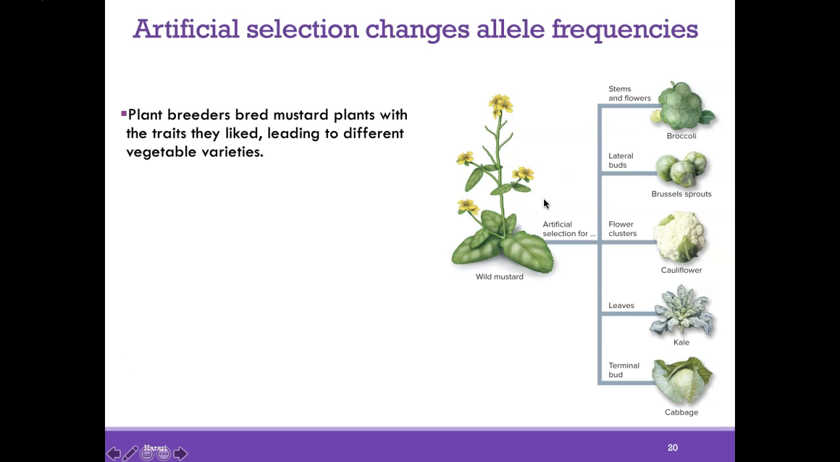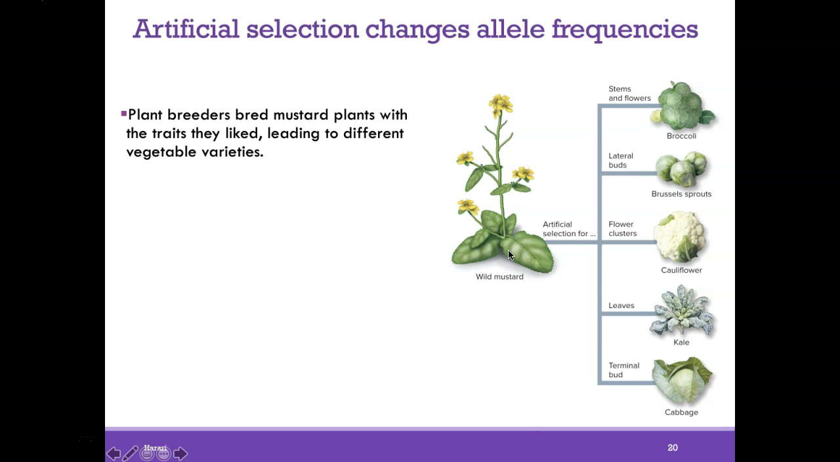So this wild mustard plant had very big stems and flowers. So they kept on taking the ones with the biggest stems and flowers and planting them. And then found the ones with the biggest stems and flowers and kept on only picking the ones with the biggest stems and flowers until they saw what we now know as broccoli. So broccoli was artificially selected. It evolved artificially, so to speak, because humans selected the traits that they wanted most.